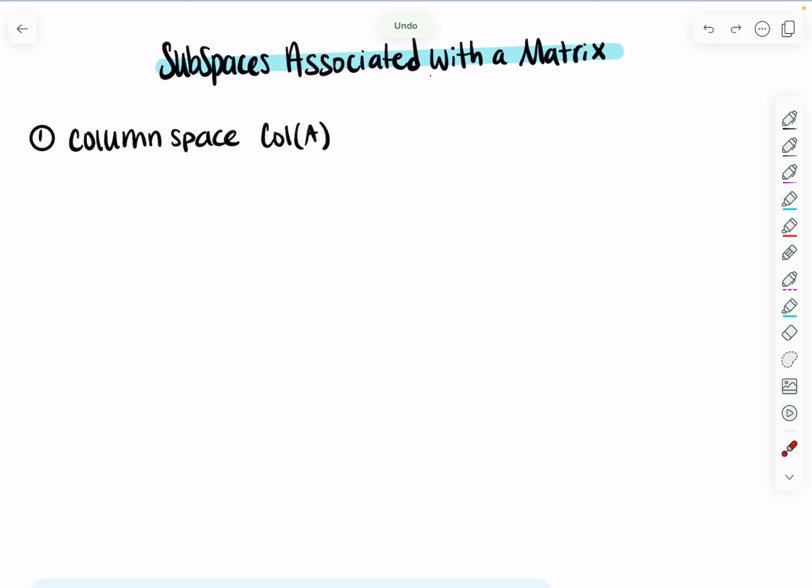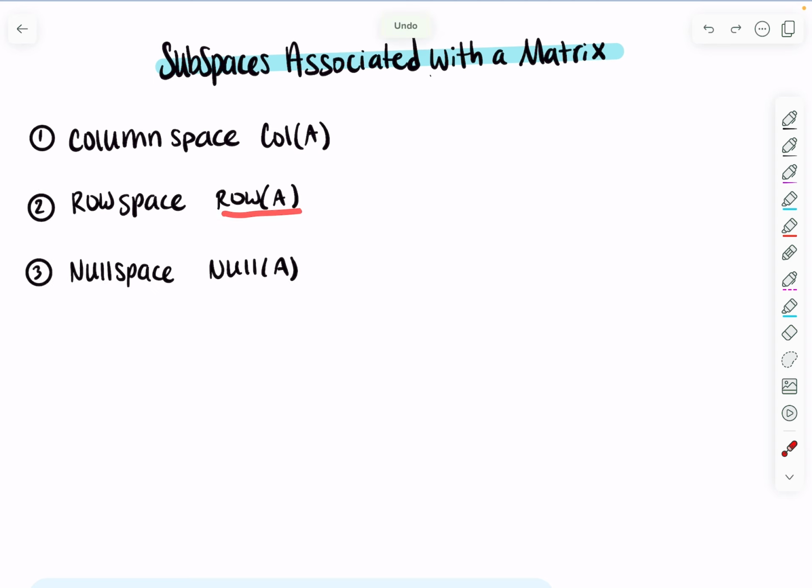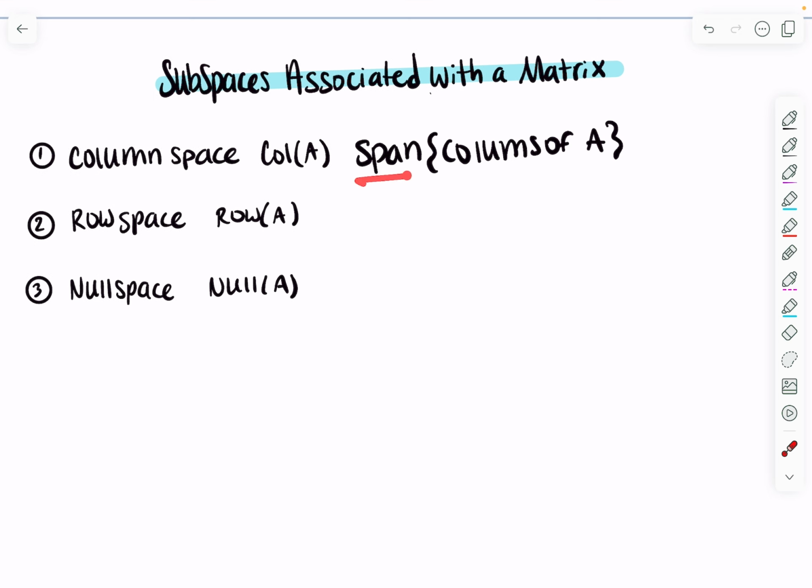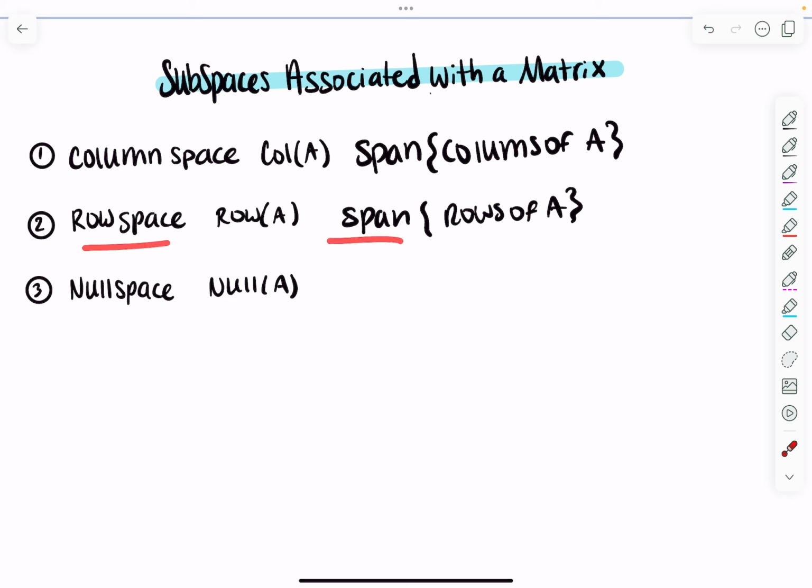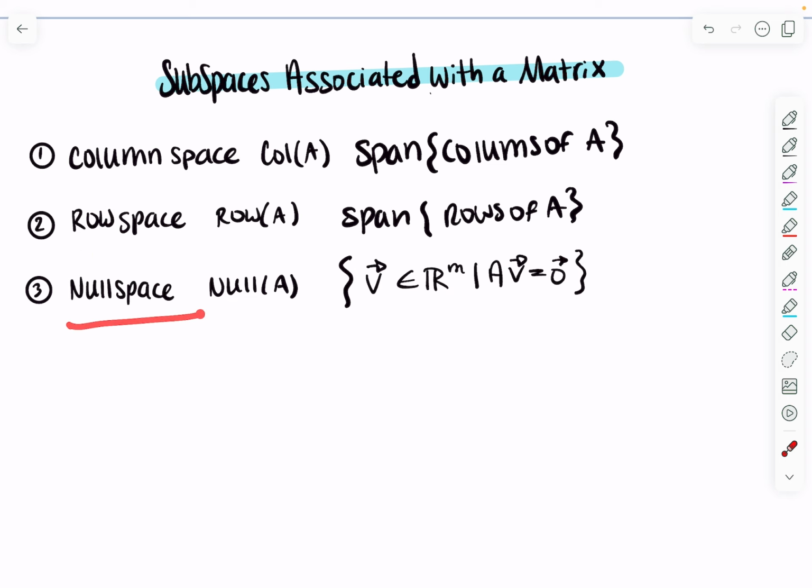So the first one is the column space, which we just denote as col of A. The second one is the row space, which we denote as row of A. And the final one is the null space, which we just denote as null of A. The column space is simply the span of the columns of your matrix. The row space is simply the span of the rows of your matrix. And your null space is simply all of your vectors in your vector space which, when multiplied by your matrix, are killed and just go to 0. In other words, you're solving for AX equal to 0, and you're trying to find all your vectors that your matrix kills to 0.